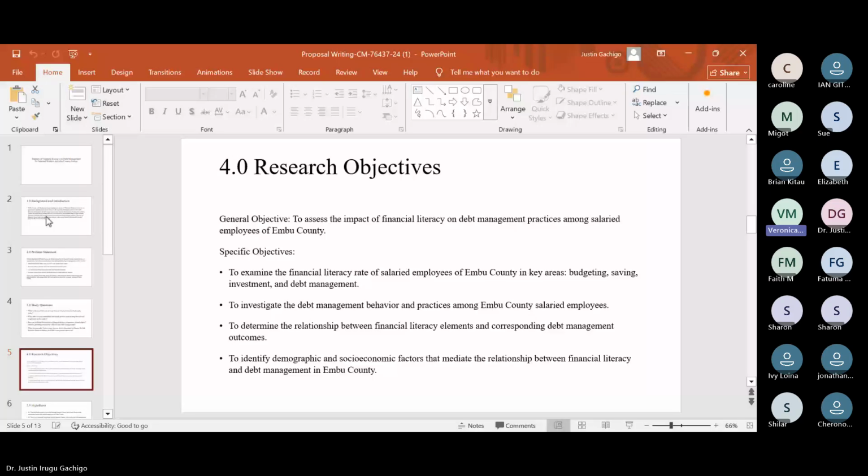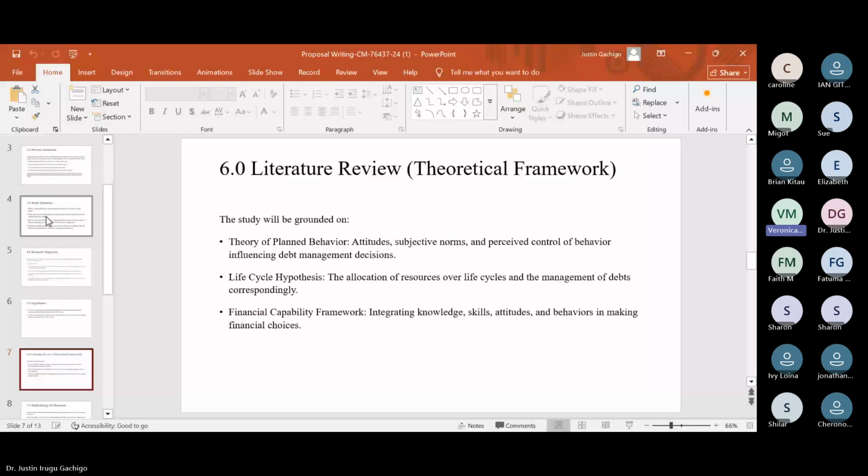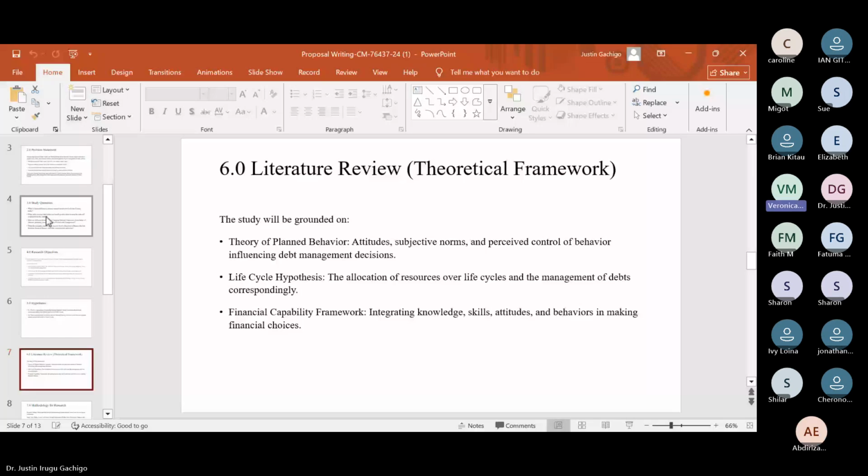We jump to the hypothesis. We go to methodology for research.